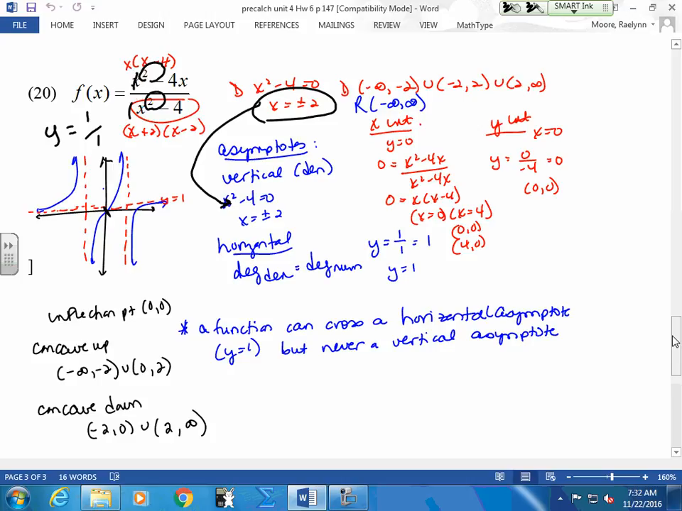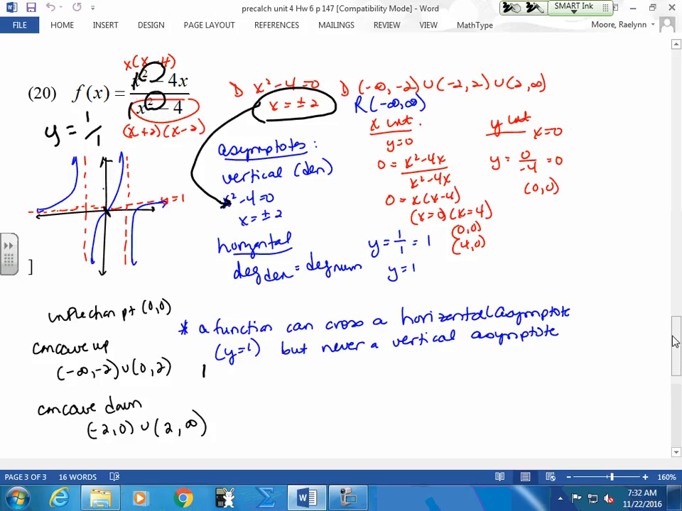This is also increasing. This is also increasing. I have 3 increasing. Remember, you're reading x left to right, and you're looking to see what's happening to your y. Your y is increasing as you go left to right. So you have no decreasing. You just only have increasing.